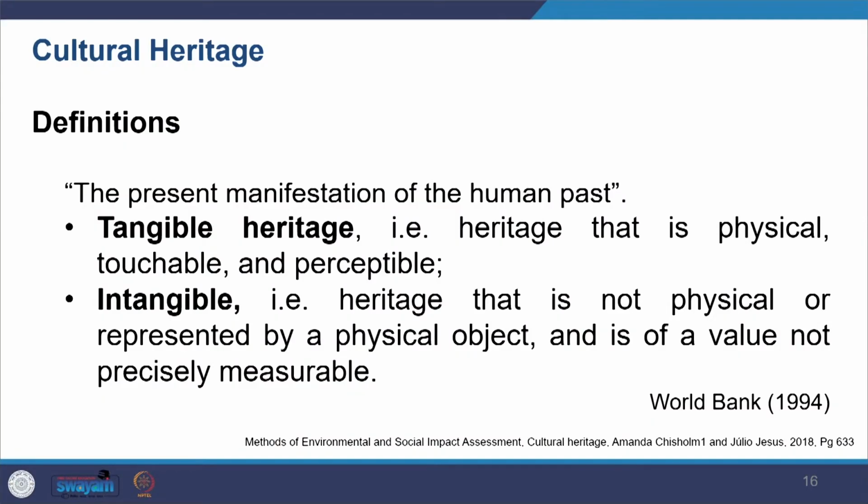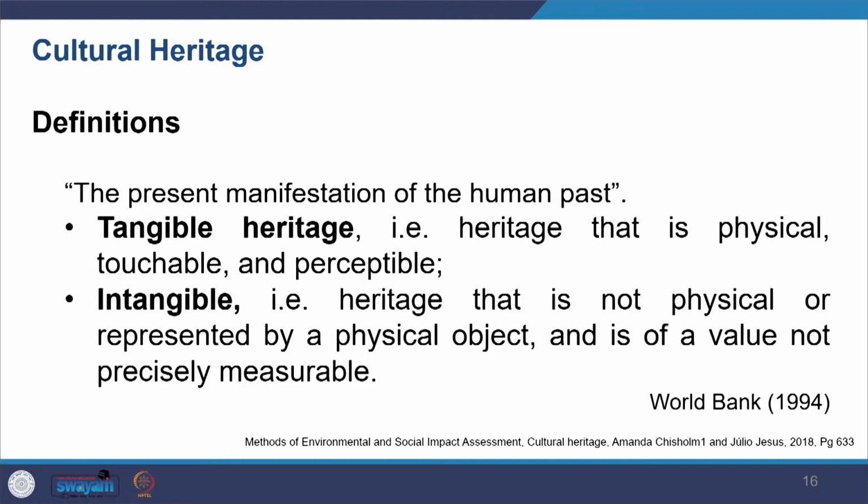And all of these can also include art, literature, and then the way of life, the rights of the people, and then the value system they carry, the kind of traditions they have, the kind of faith system they have, the beliefs they have. So all that becomes part of cultural heritage. Further, we see another definition given by World Bank, which says that cultural heritage is the current, present manifestation of our human past.